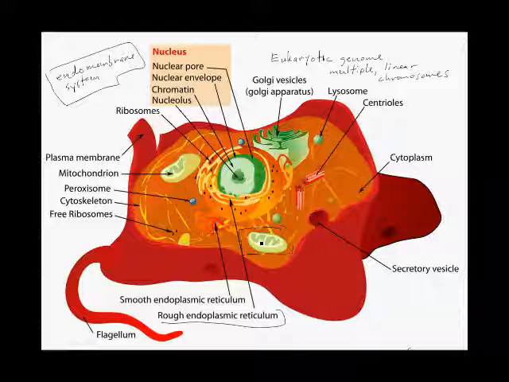Other features of note here are an extensive cytoskeleton system, shown here as these yellow ribbons, and centrioles, which are part of the cytoskeleton system, particularly the microtubules.